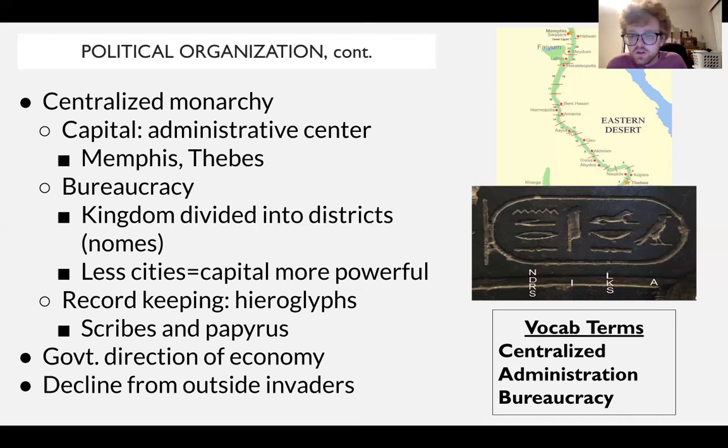Egypt is eventually going to decline as a civilization, unfortunately, mostly thanks to outside invaders. You got the Macedonians under Alexander the Great eventually, you got the Persians, and then the final nail in the coffin, the Romans.